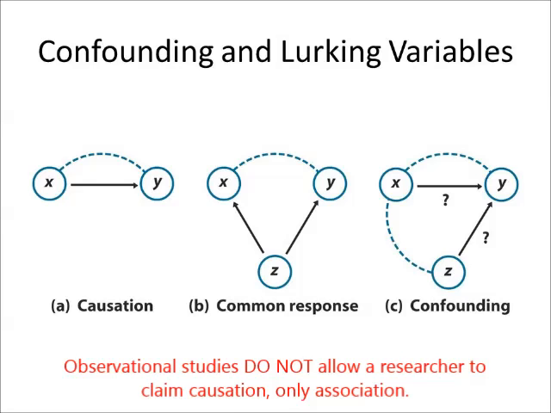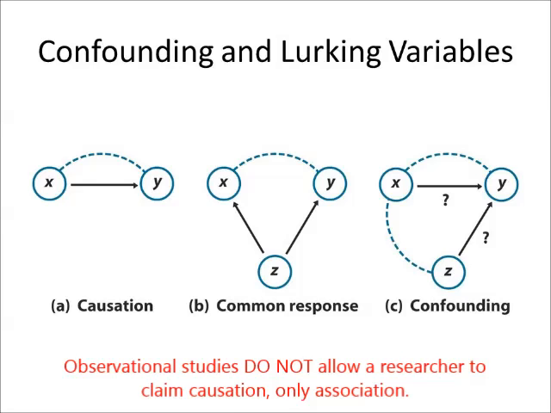A lurking variable is an explanatory variable that was not considered in a study, but that affects the value of the response variable in the study. In addition, lurking variables are typically related to explanatory variables considered in the study. This is really important. Super critical to remember this. Observational studies do not allow a researcher to claim causation, only association. So remember those lurking variables, they can be kind of tricky.